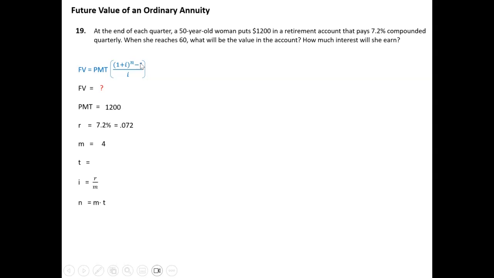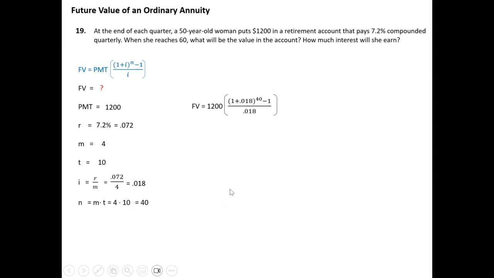The time, right here. She started when she was 50, right? And she wants to when she reaches 60, right? So it's a 10-year gap. So my T is 10. The I will be R divided by M, 0.072 divided by 4, which gives us 0.018. And the N will be M times T, 4 times 10, which gives us 40.